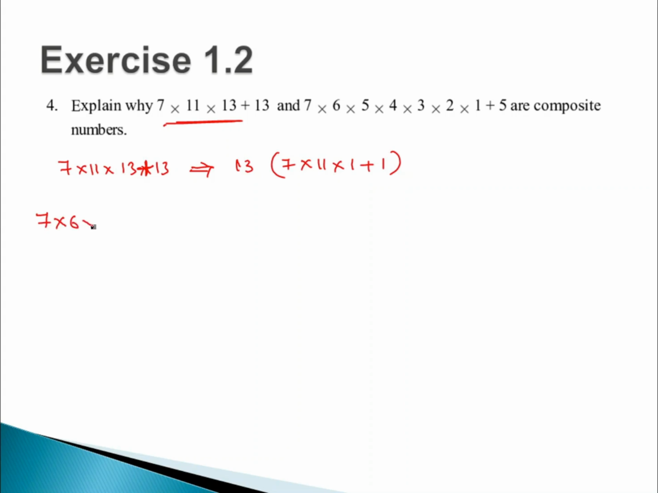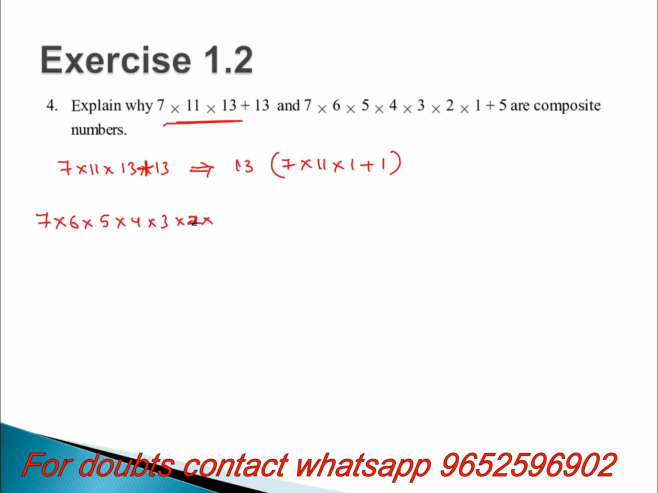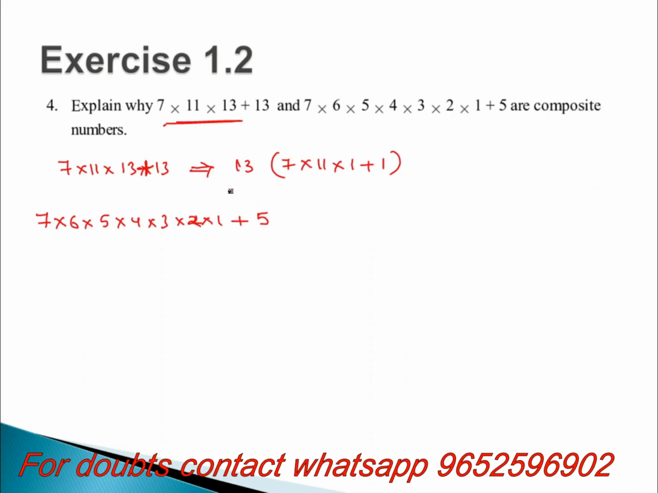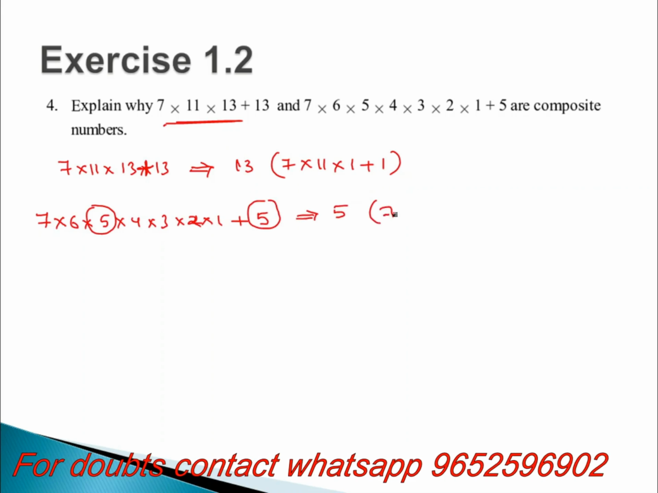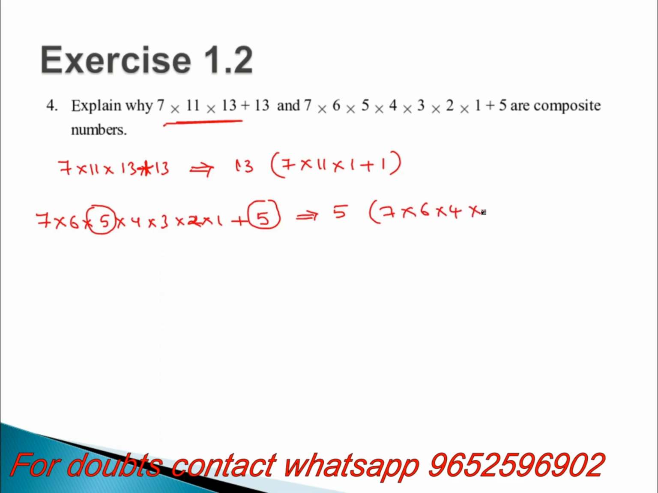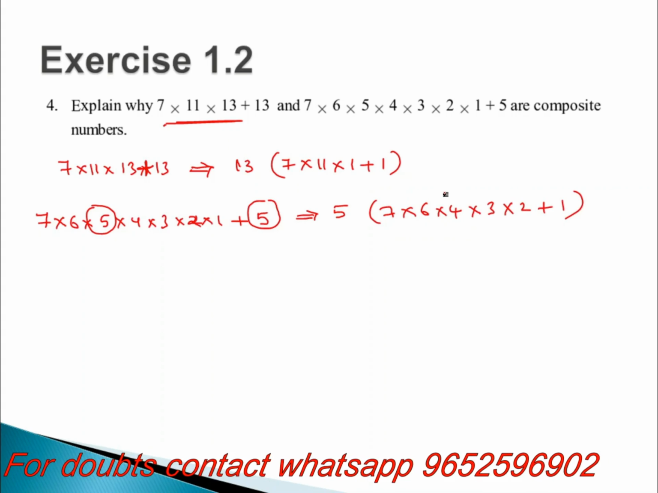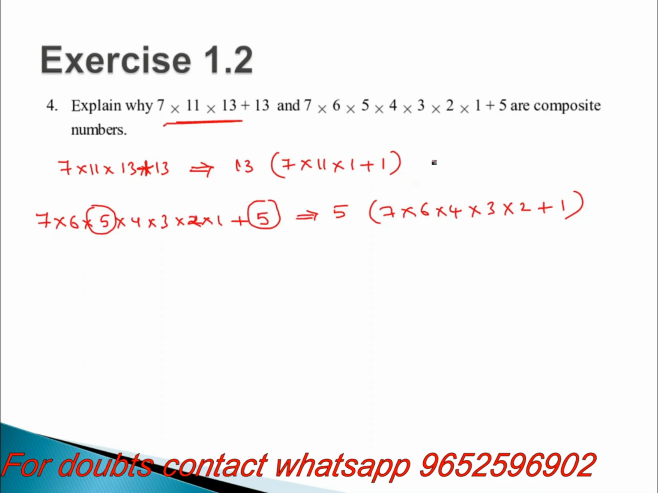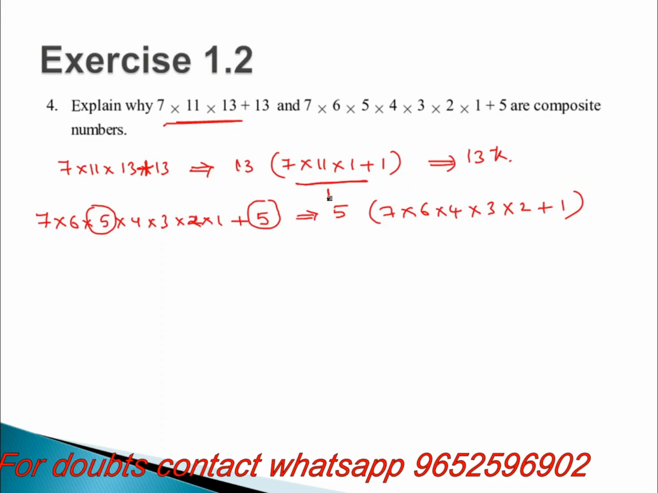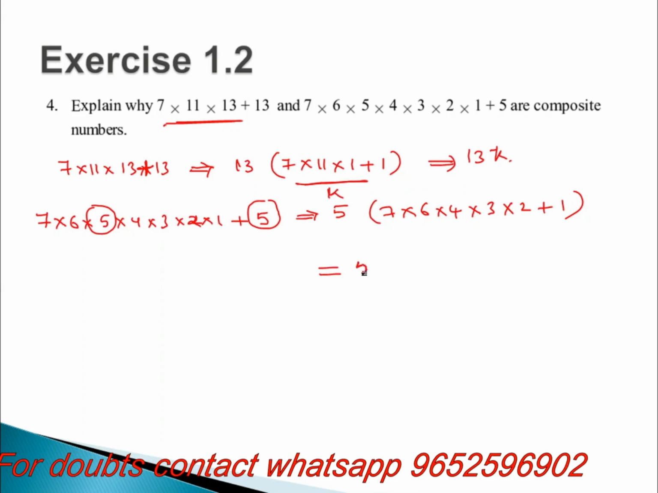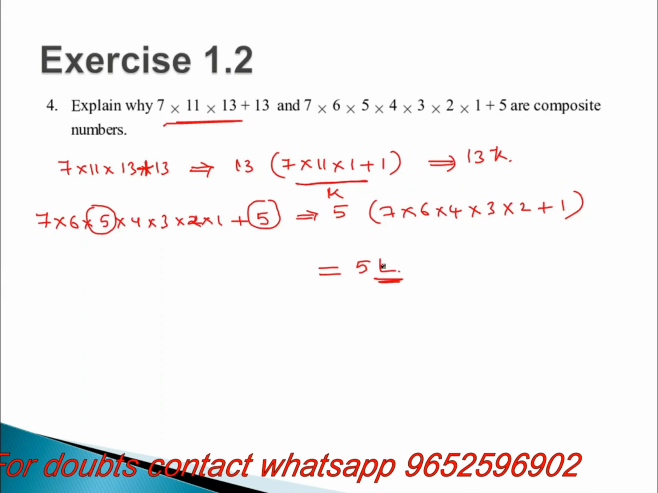And also I can write, look at the next one. 7 into 6 into 5 into 4 into 3 into 2 into 1 plus 5. 7 into 6 into 5, I can take it as the common number. So what is left out? This number is left out. Okay. Right, good. Means I can write something with this. I can also write this as 16A. This is a representation of the letter A. I can write this as 15L. This is a representation of this letter.